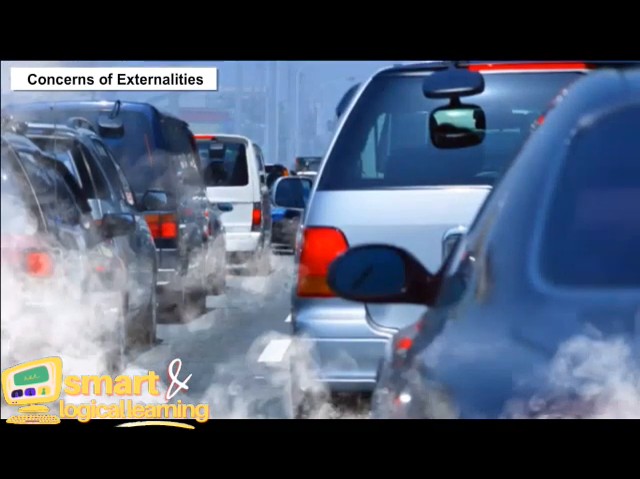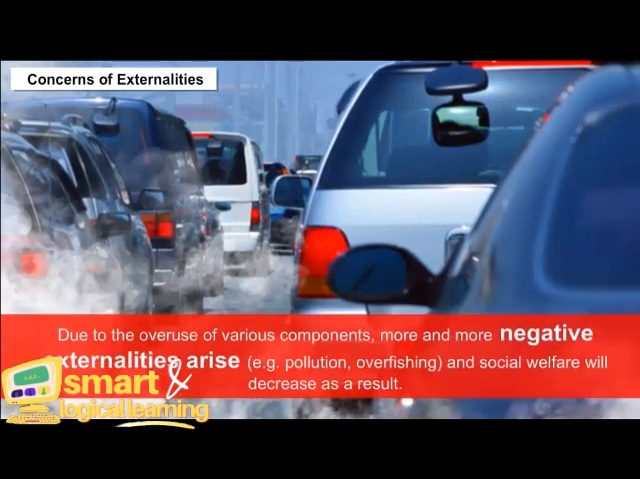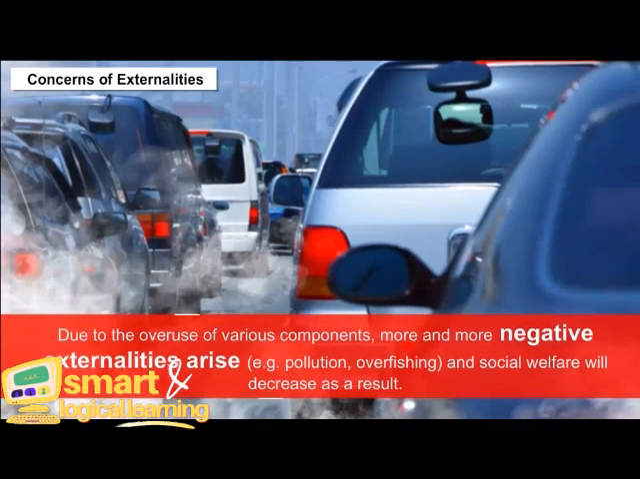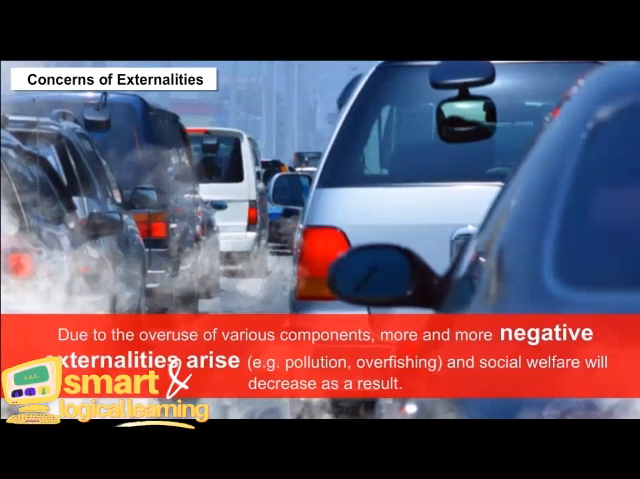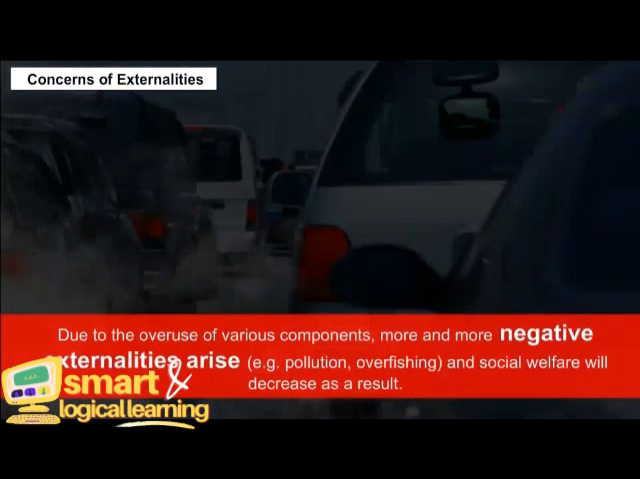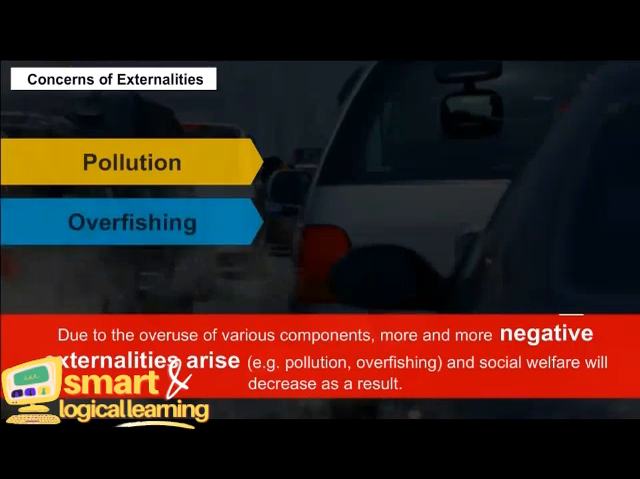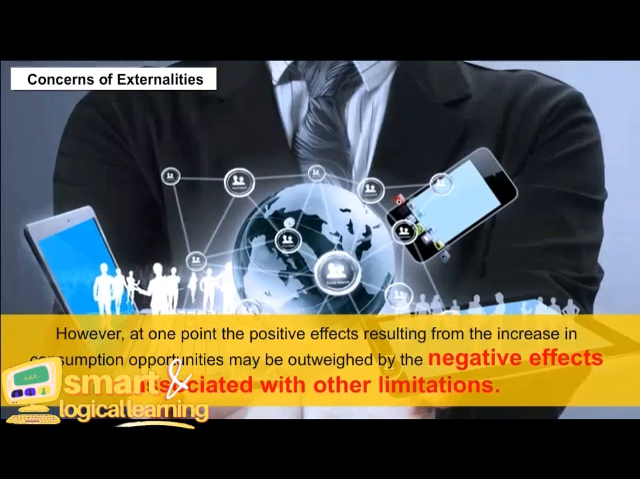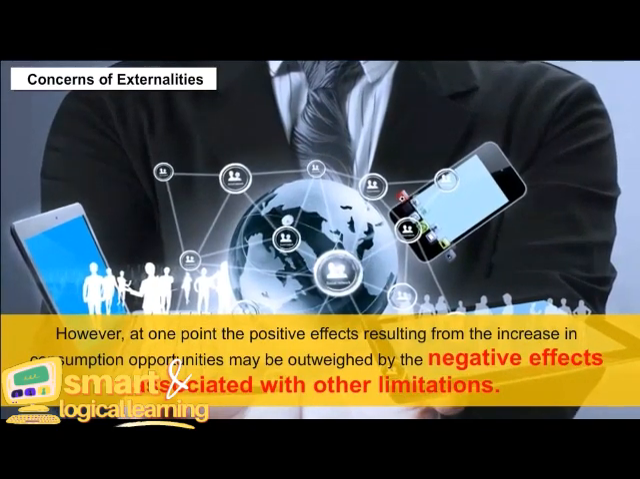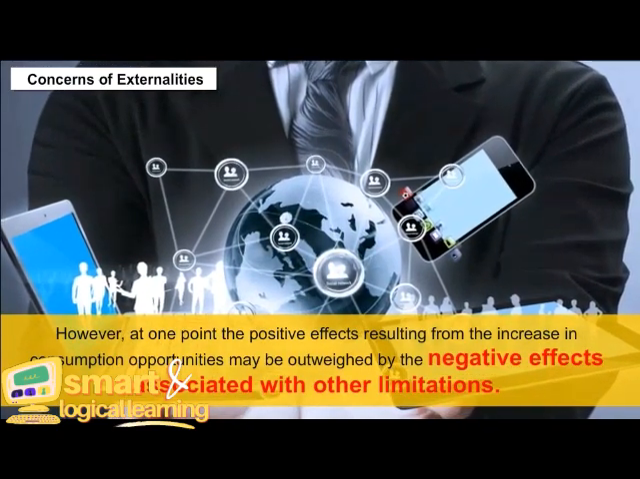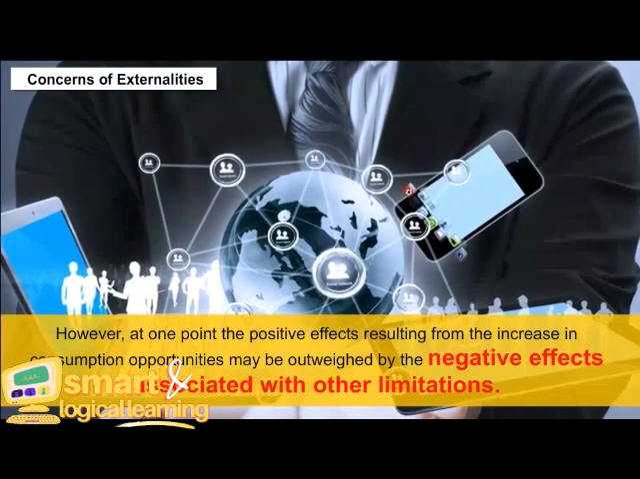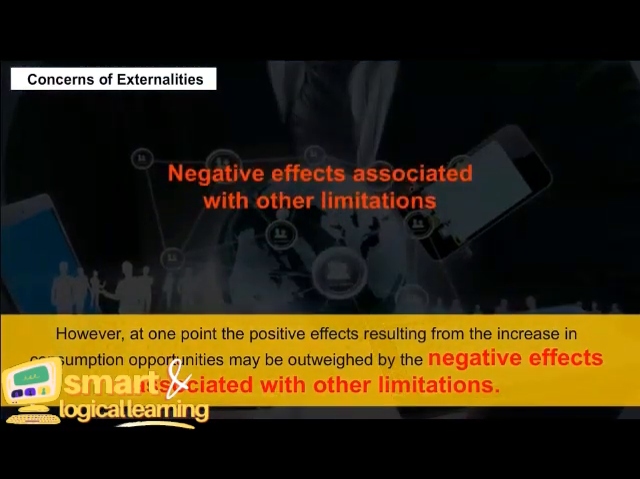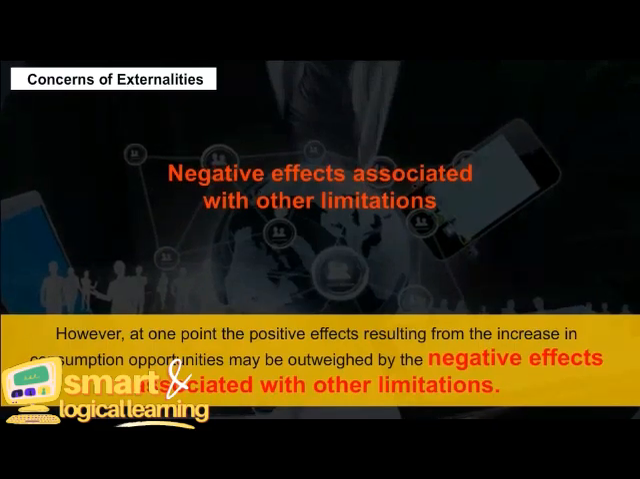Concerns of externalities. Due to the overuse of various components, more and more negative externalities arise. Example: pollution, overfishing, and social welfare will decrease as a result. This effect is not included in GDP at all. However, at one point, the positive effects resulting from the increase in consumption opportunities may be outweighed by the negative effects associated with the other limitations.